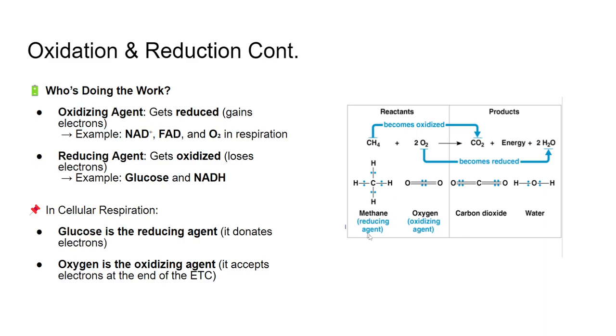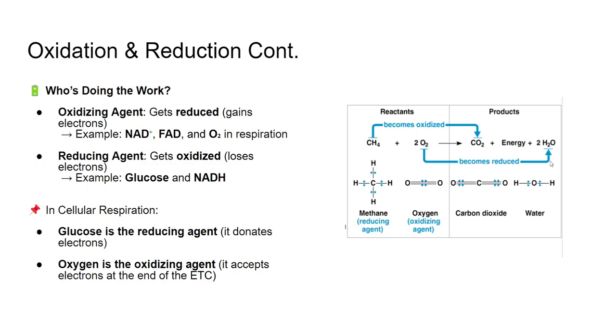Methane, right? It's the reducing agent, right? Something needs to lose electrons in order for something to gain electrons. Oxygen, it's the oxidizing agent. As you can see, it has no hydrogens attached to it, right? It's going to want those electrons. So this methane is considered the reducing agent because it can donate electrons and therefore become oxidized. And then oxygen is going to take in those electrons and become reduced.